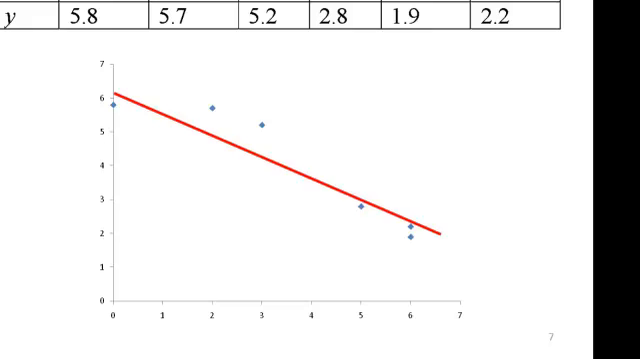But now a natural question is, what's the best straight line? Because here's one straight line, and here's another. And here's another straight line. So what we need is some criteria for thinking about which straight line is the best.